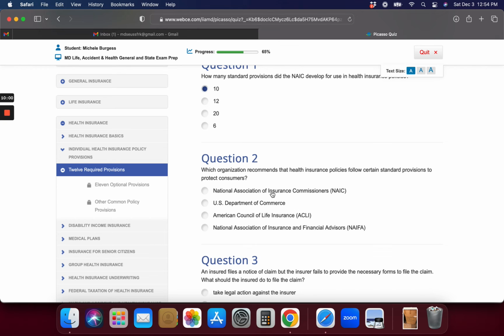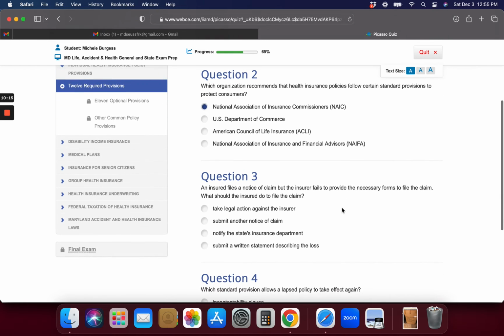All right, how many standard provisions are there? Which organization recommends that policies follow certain provisions? I want to say it's either this one or this one. I can't remember. I'm just going to say insurance commissioners for now.